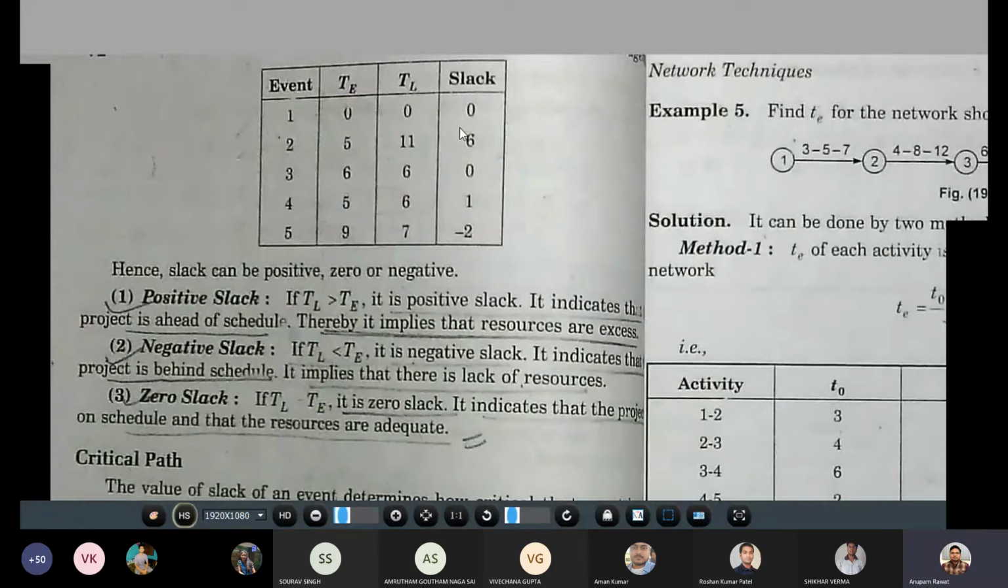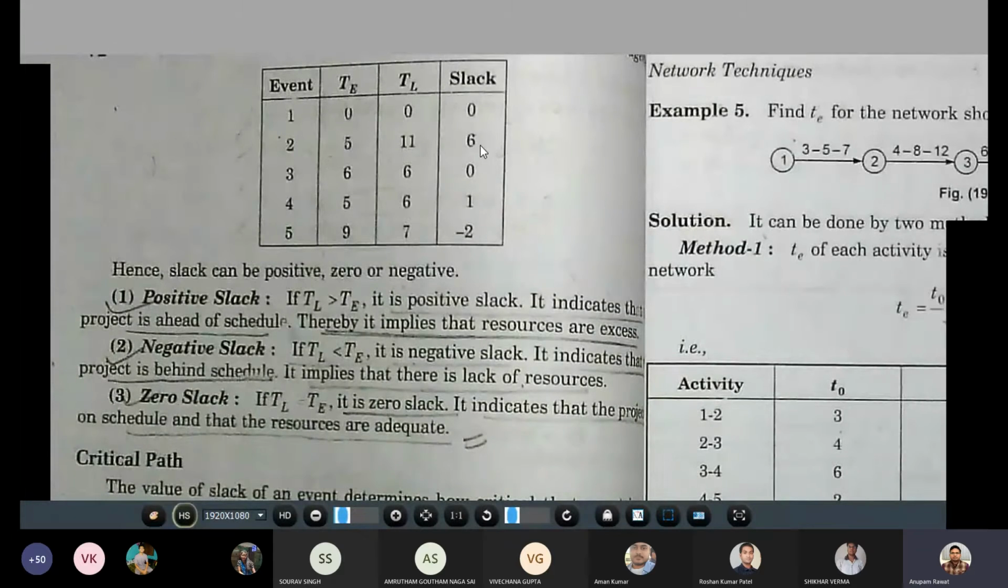Okay, so the slack is calculated like this: for event 1, we don't have any time, so we have to immediately start the activity. For event 2, if we start early, we start on the 5th day, but we can delay it up to the 11th day. So we have an available slack of 6 days. 6 दिन हम आराम कर सकते हैं कि 6 दिन बाद भी करेंगे तो प्रोजेक्ट हो जाएगा. So this is the slack.